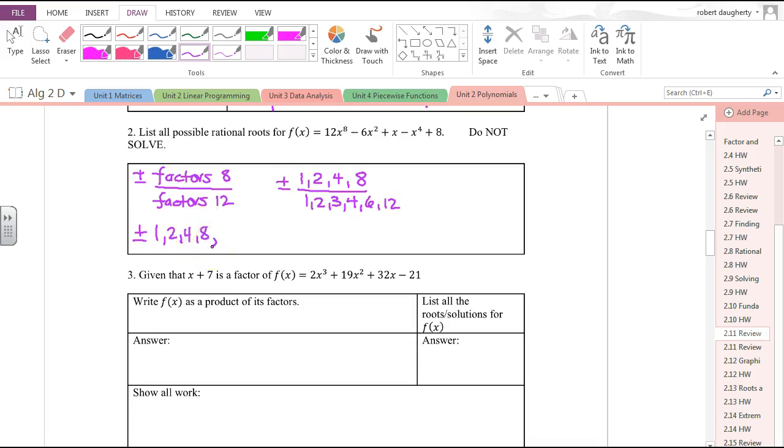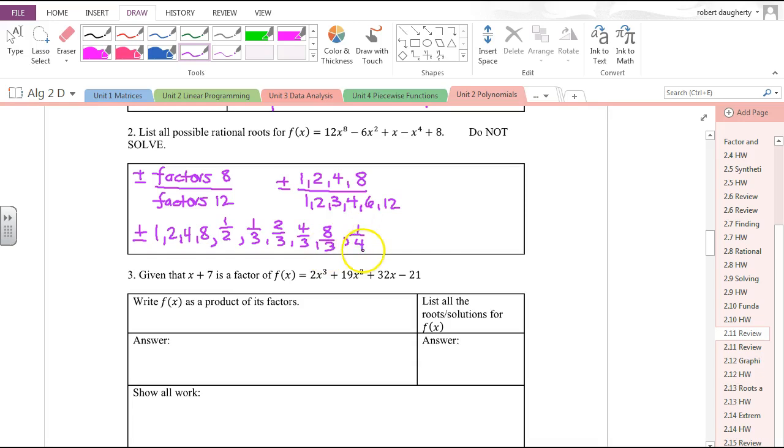Every number in the numerator divided by 2: 1 half. 2 halves is 1, that's already on my list. 4 halves is 2, that's on my list. 8 halves is 4, that's already there. Let's divide every number by 3: 1/3, 2/3, 4/3, 8/3.